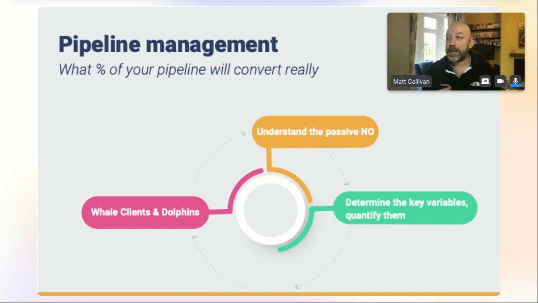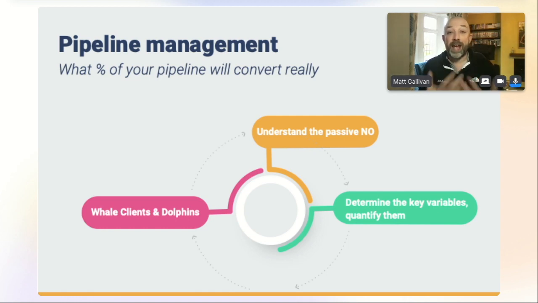So in your pipeline, make sure that you are spending time on both of these equally, but that you are converting at a better rate in your dolphins than you are in your whales. It's great to have a whale land, and we all celebrate those big wins, but actually lots of little wins provides consistency to approach. Understanding the passive no again is a massive one for me. And I'm just conscious of time, you're right there, James. So actually, I want to go into determining the key variables and quantifying them.